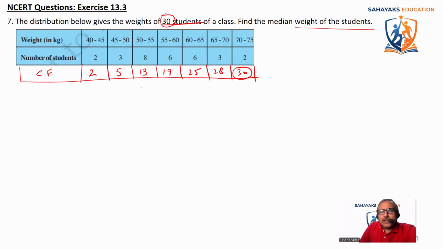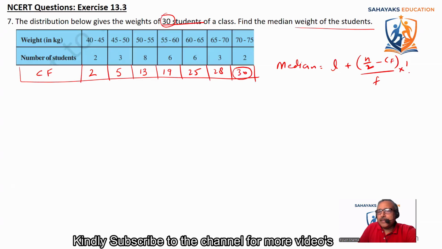Now, we have the formula to find the median weight. What is the formula? The median is equal to L plus N by 2 minus CF, divided by F, multiplied by H. Now let's put the values. First we need to find the median class. There are 30 students, so we have to find N by 2. That is 30 divided by 2, which comes out to the 15th value. Where exactly is the 15th value?